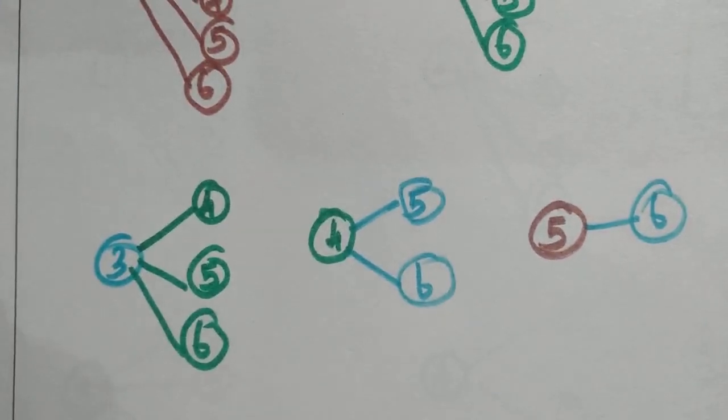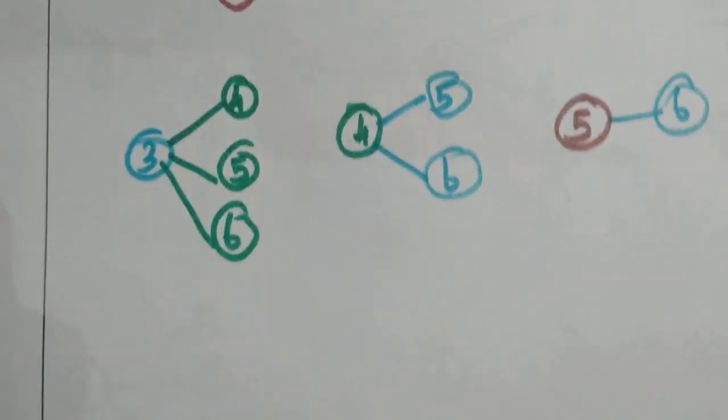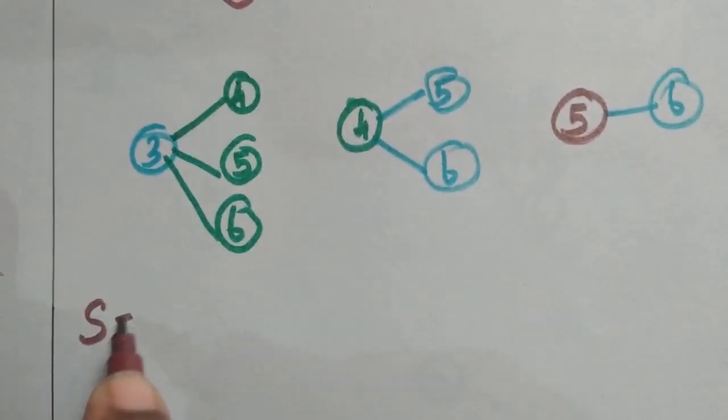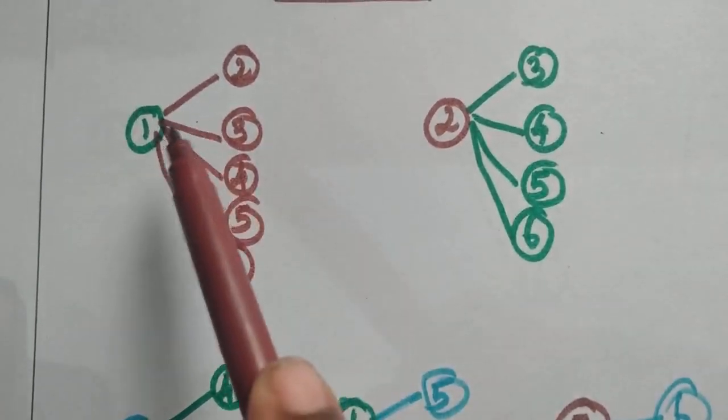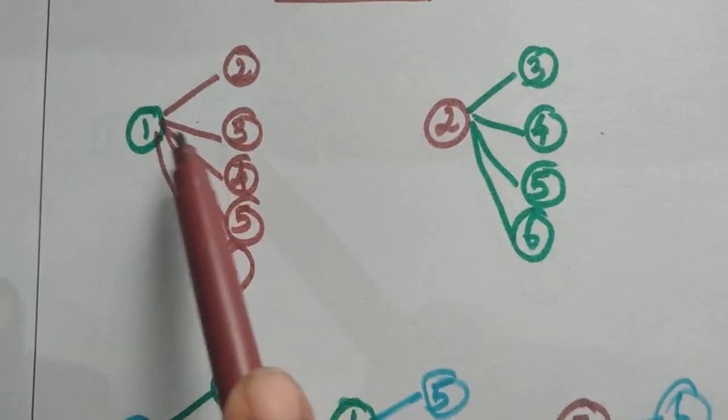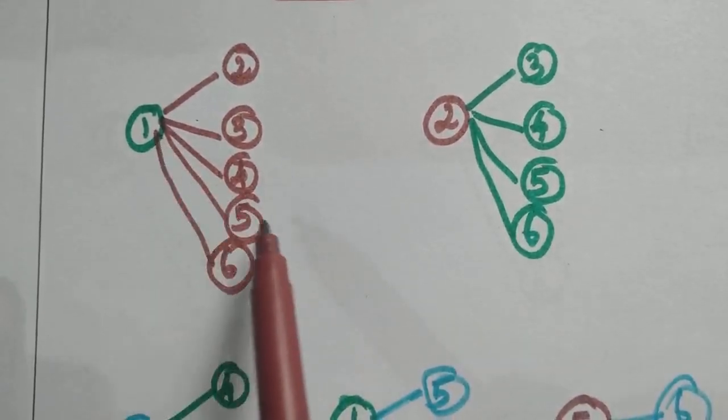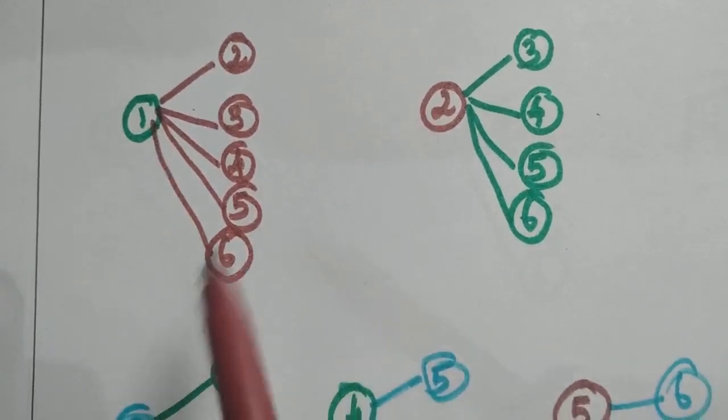Now we can start to write the sample space for this one. The sample space is, so come to the first one, 1, 2, 1, 3, 1, 4, 1, 5 and 1, 6.